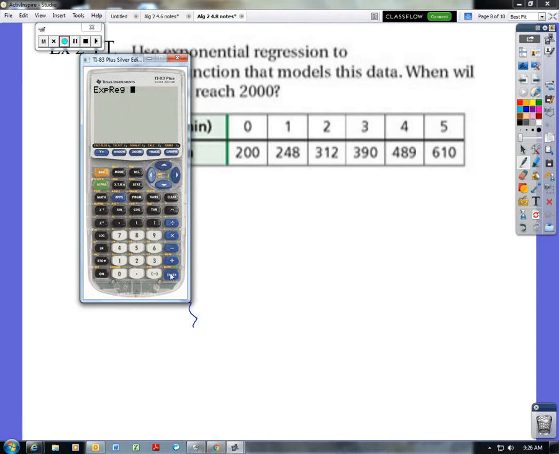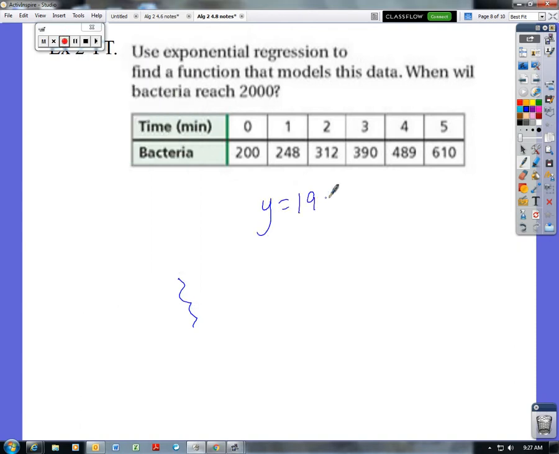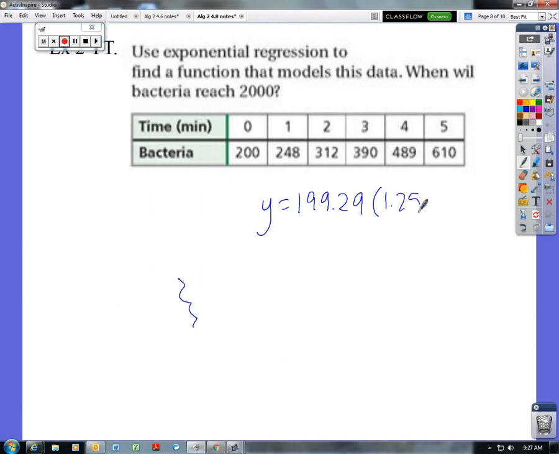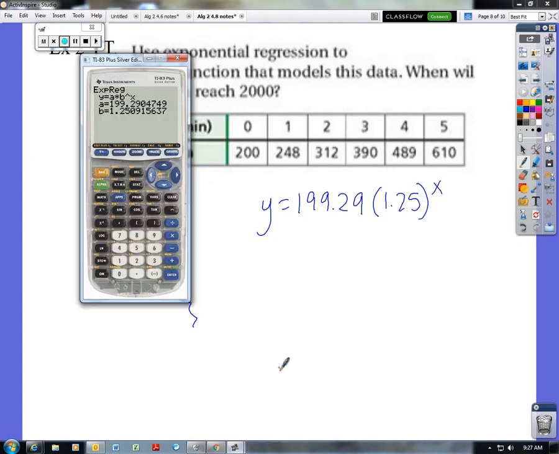Okay. And then vars, y vars, function y1, enter. You can go to graph and we see the curve fits the points. Great. So then I'm going to go back to my equation so I can write it down because it asks, I want you guys to write down the model. So it's 199.29. That's the A value. And by the way, you remember what that stands for? That's the initial Y value. And then the base is 1.25 to the X. So that's the first task, to get your equation.